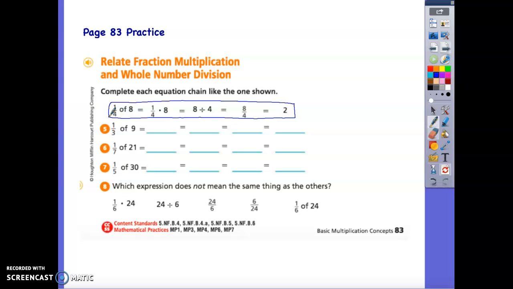Once you have finished page 83, you're going to take a picture of that and post it on the Google Classroom assignment as proof that you did your practice problems. If you had been doing this with me in class, we would just go over it in class and that would be your proof. But because you're doing it on your own, I need to see that you're still doing your practice.